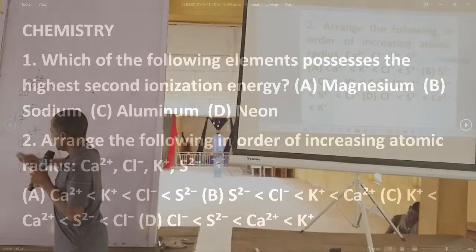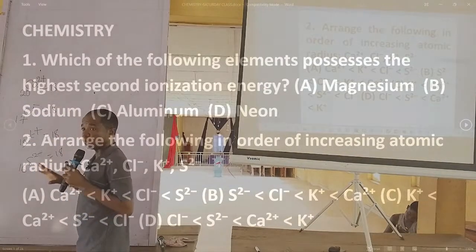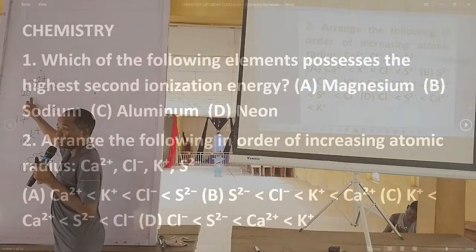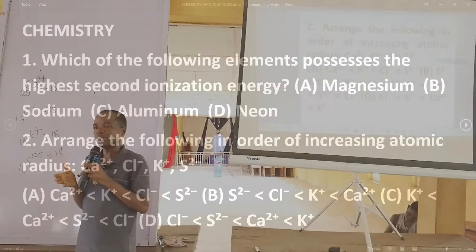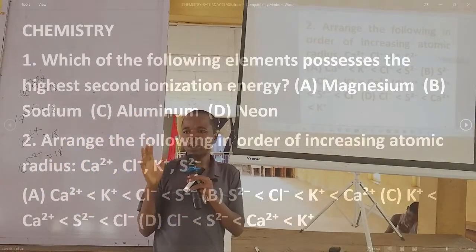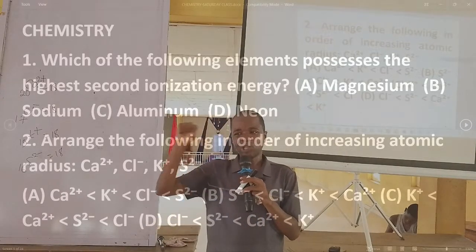Don't forget, these numbers here are not number of electrons. All of them have 18 electrons. I've told you that already. What does the number here represent? Atomic number. What is atomic number in chemistry? The number of protons. And that's the clue to it. Whenever you have isoelectronic ions, the higher the number of protons, the smaller the size.